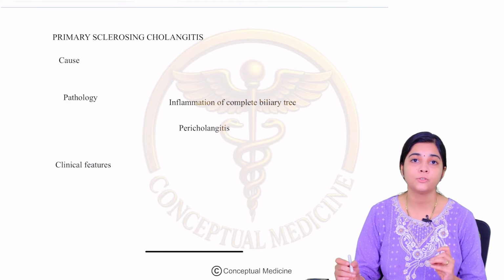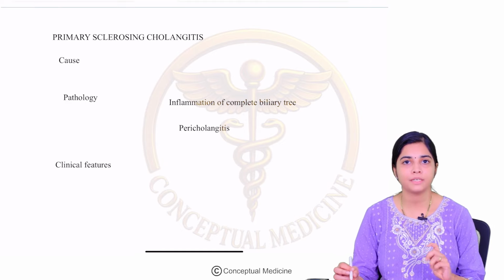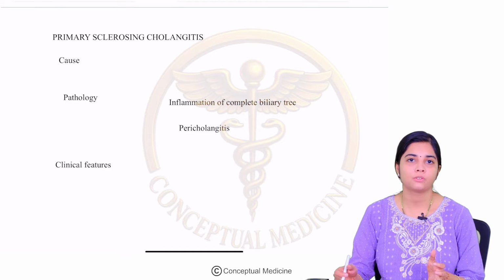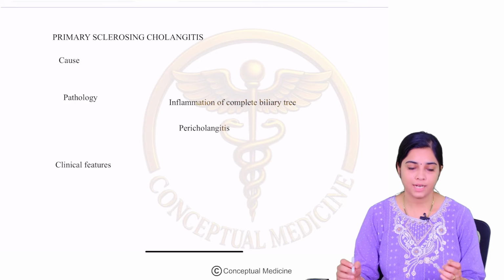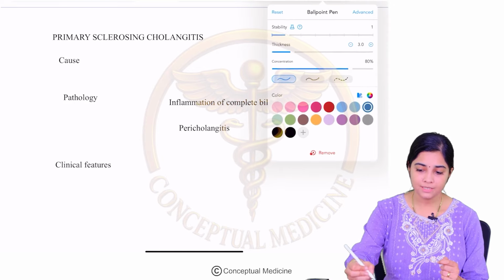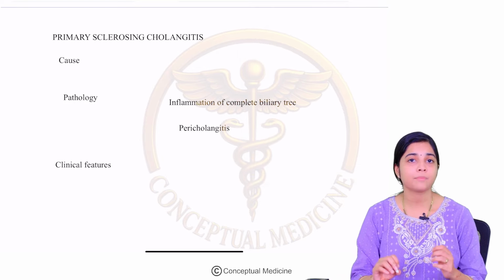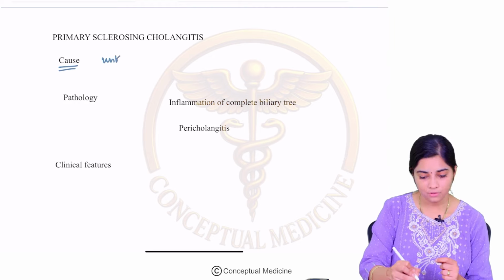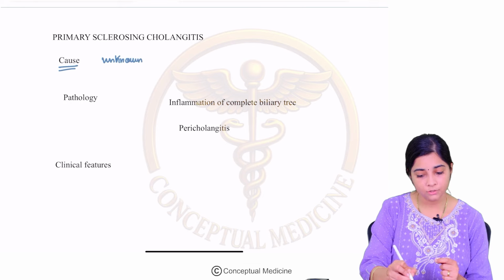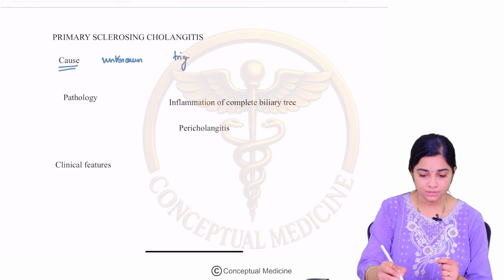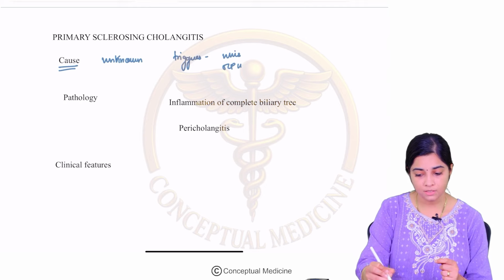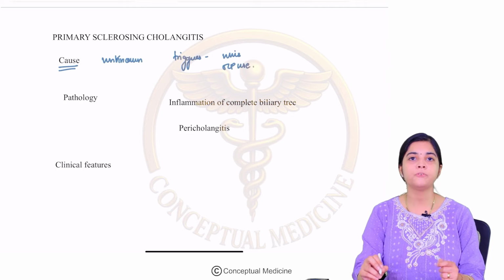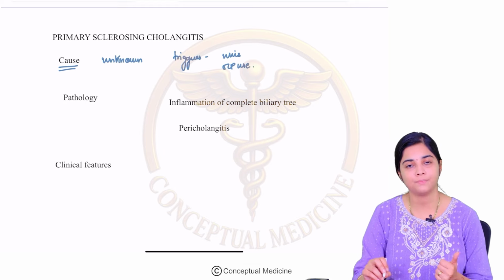Now let us move on to primary sclerosing cholangitis, which is your second type of autoimmune disorder of the biliary tract. Now, what is the cause for primary sclerosing cholangitis? Like primary biliary cirrhosis, most of the time the cause is unknown. But you can have some triggers. The triggers can be maybe a virus, maybe OCPs, but none of it has been proven by far. So these are only theories, right?